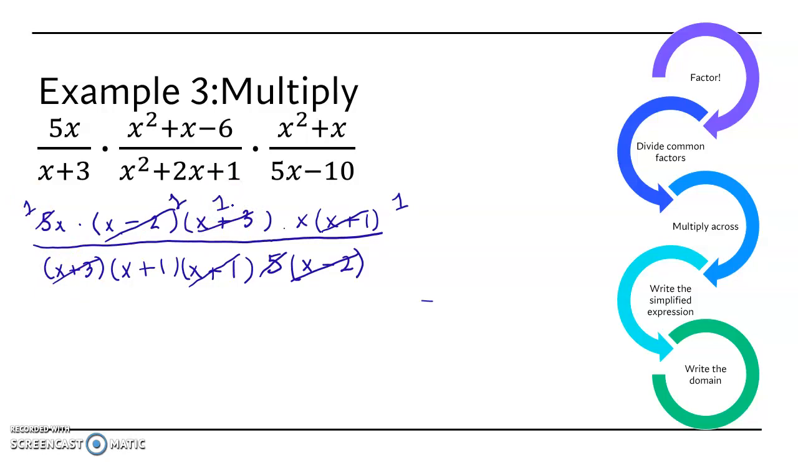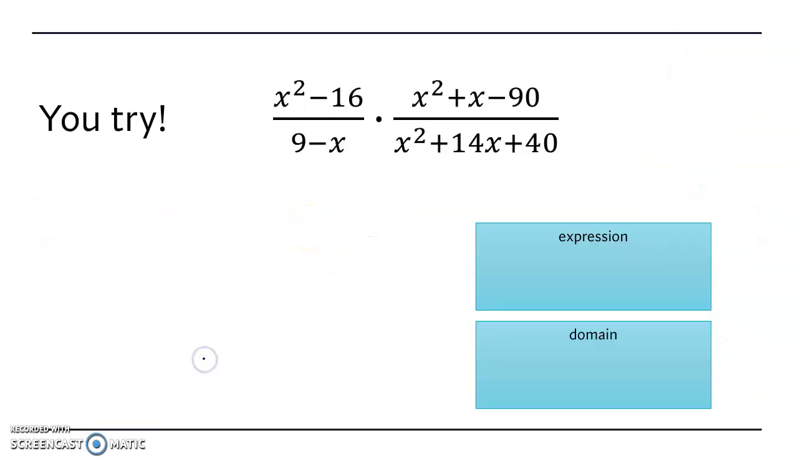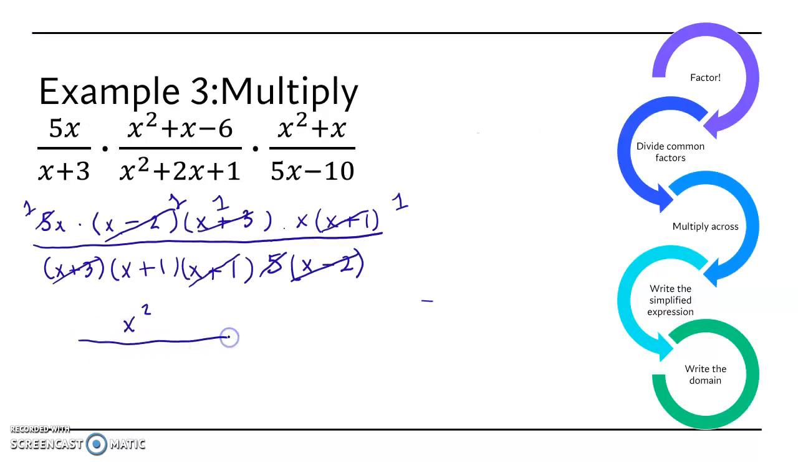So now looking at what's left, I have x squared, because I have 1 times x times 1 times 1 times x times 1. Oops. And then in the denominator, I have x plus 1. Now my domain is going to be any 0 in the denominator, even the ones that I canceled. So I have x can't be equal to negative 3, x can't be equal to negative 1, and I have a negative 1 again, so I'm not going to list that one again, and x can't be equal to 2.